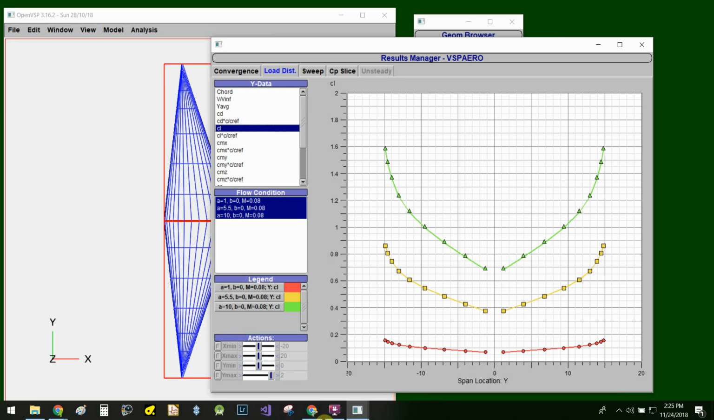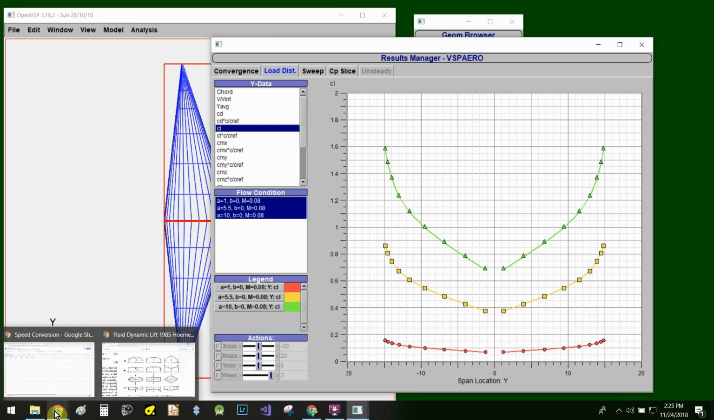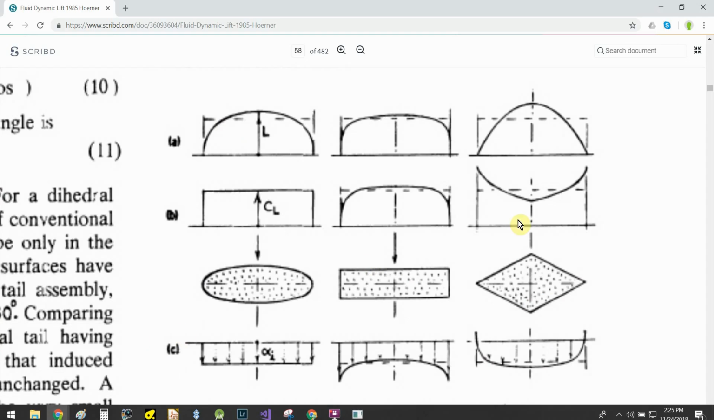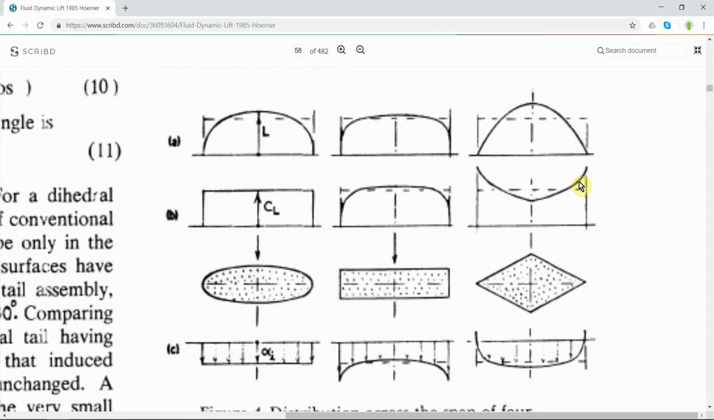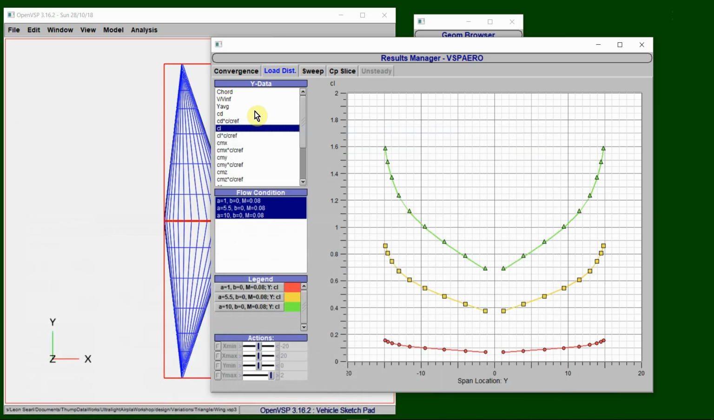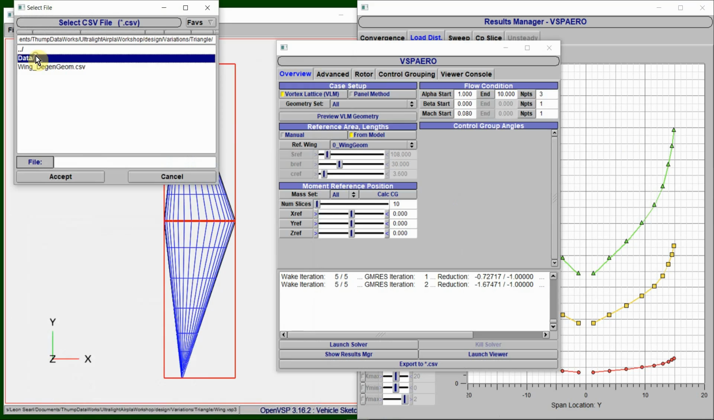So let's look at Horner again real quick. And look at his coefficient of lift. So we are seeing something very similar to that. So we're verifying that through this computational analysis. So that's interesting. I want to save that out so we can come back to that later if we need to. And we'll put that down in our data directory.